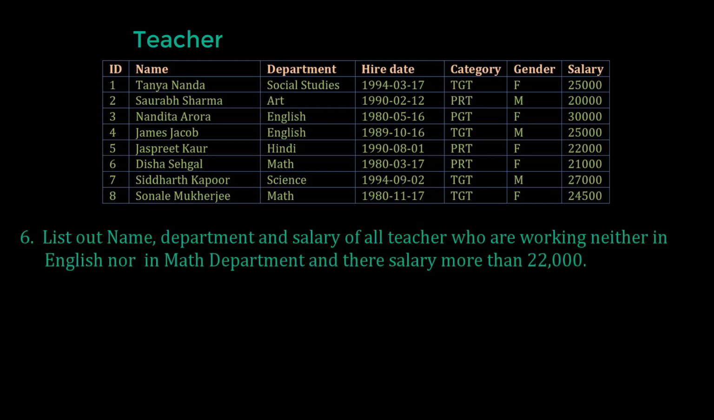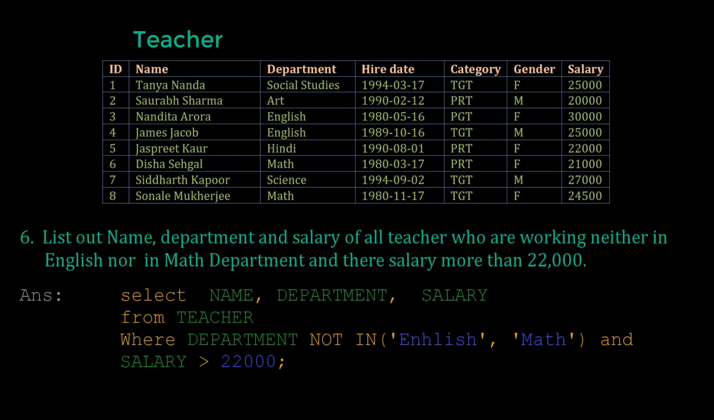Question number 6. List out name, department and salary of all teachers who are working neither in the English nor in the Maths department and their salary is more than 22,000. Answer is select name, department, salary from teacher where department not in English, Maths and salary greater than 22,000. Here not in is an operator used to check for non-existence.